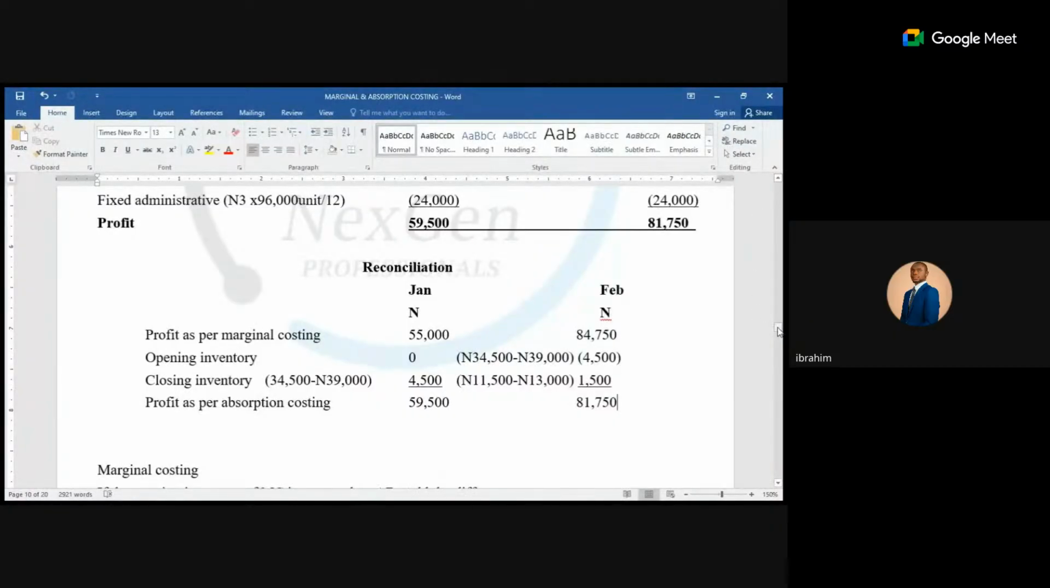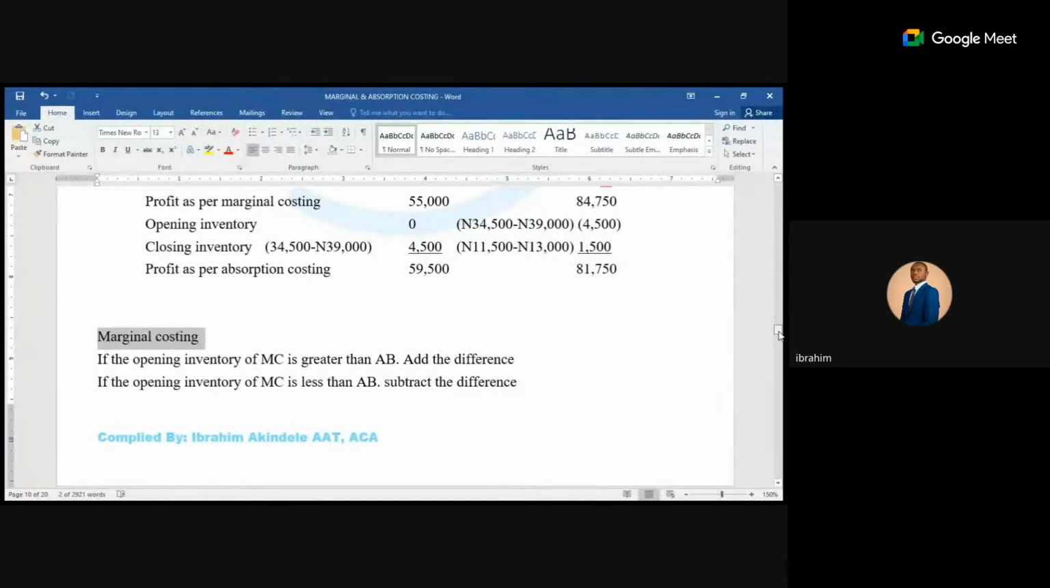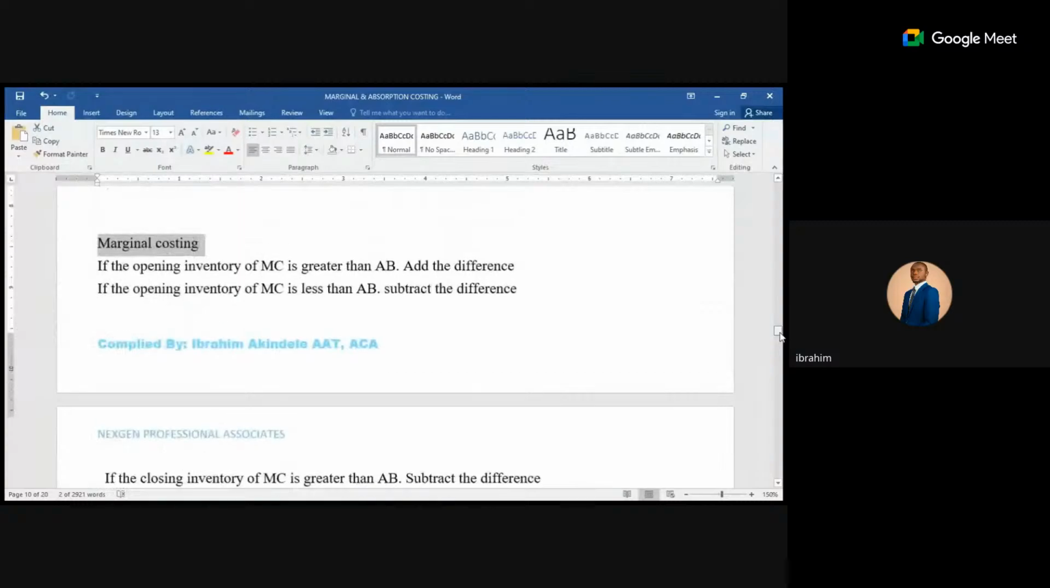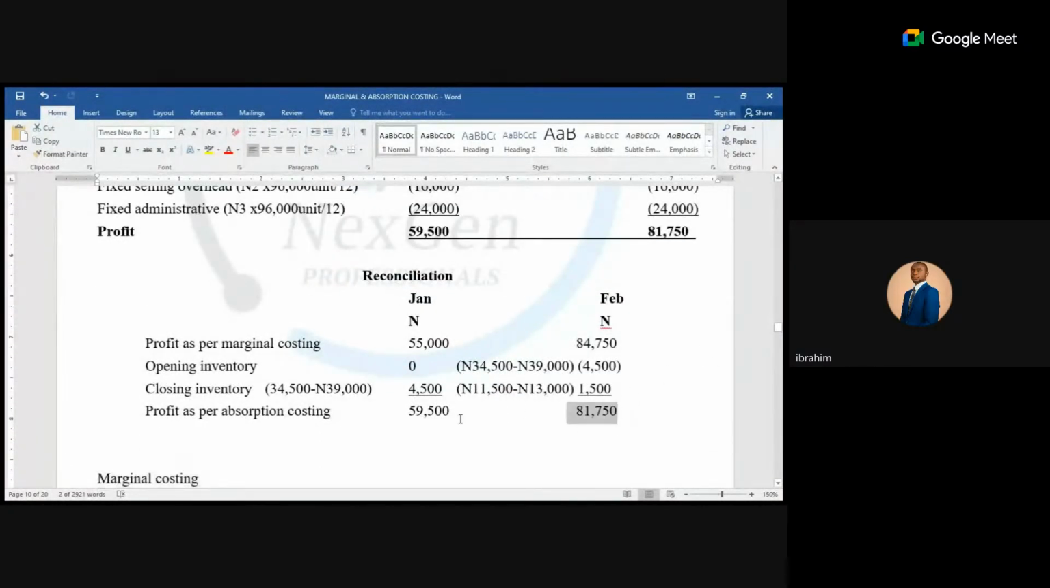You can start this logic with absorption costing. The same thing you did here, you can start it. You can say if the opening inventory of absorption costing is greater, you add. If the opening inventory of absorption costing is lesser, you subtract. It's just that the opening inventory and the closing inventory are opposite. You should be able to arrive at this answer.